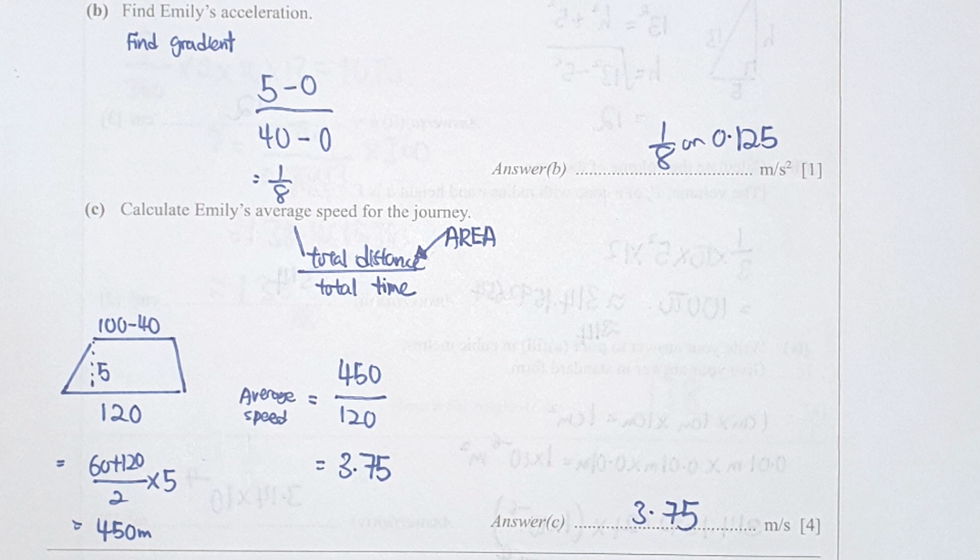To calculate the average speed, you're required to get the total distance first. Okay, total time you're not required to calculate because it is actually the 120 seconds. So the top is 60 with a bottom of 120. Add these two up, divide by 2, multiply by the height of 5. Then you will get your result as 450. Hence the average speed, 450 divided by 120 equals 3.75.